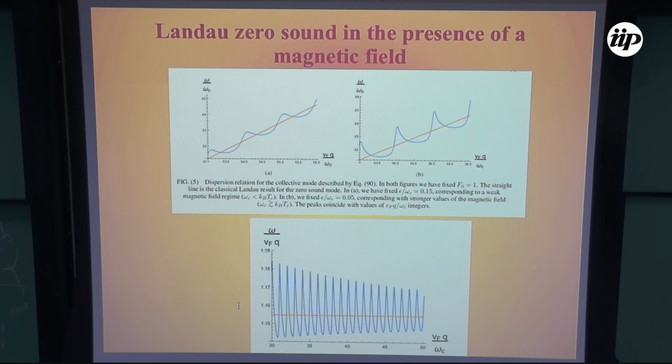These are results from this. This is omega in terms of q, the dispersion of the mode. This straight line is the result of Landau, and when you put a small magnetic field, you get these oscillations that again are quantum oscillations of the interacting system.